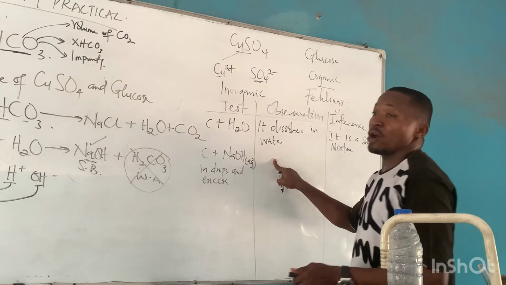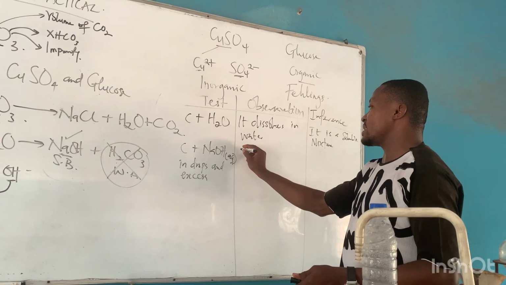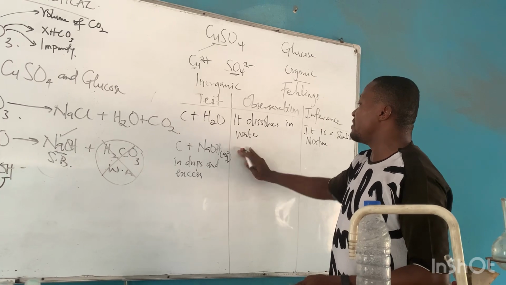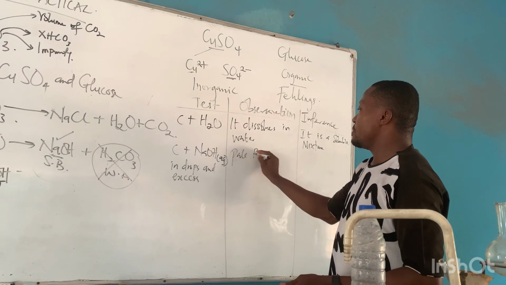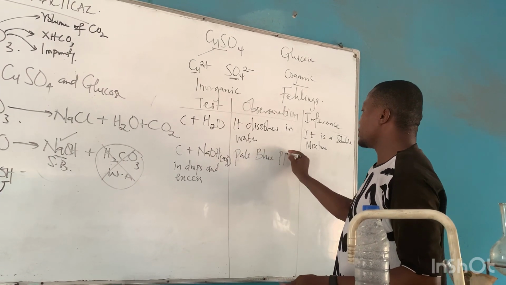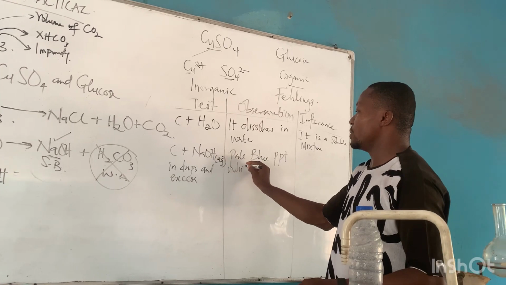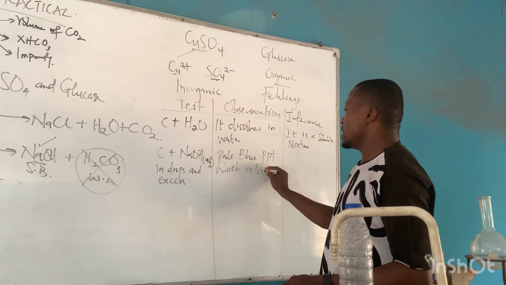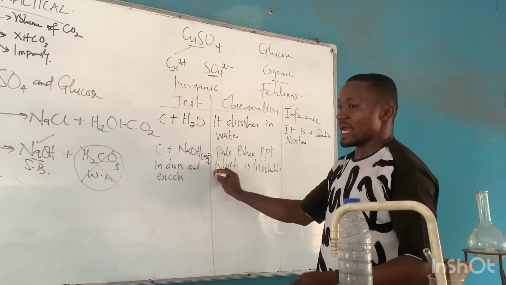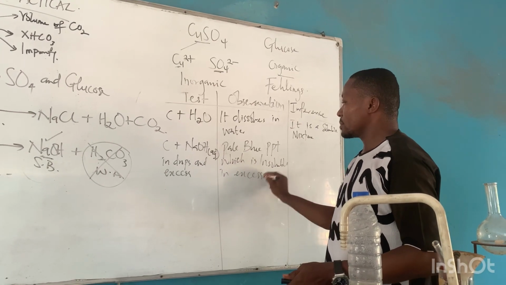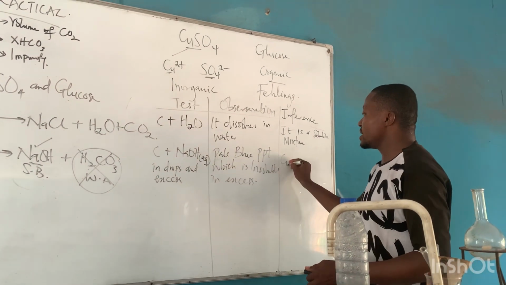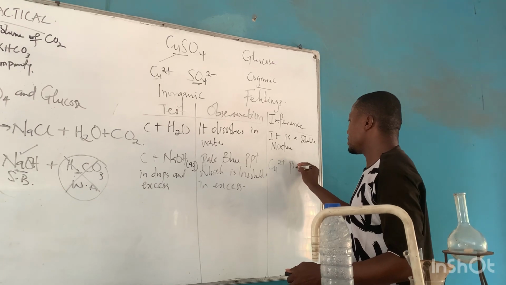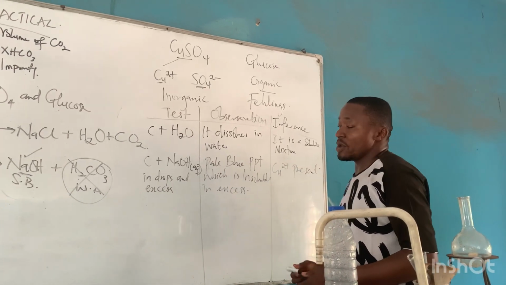You come here to your observation: what did you observe? Notice that it gave a pale blue precipitate, which is insoluble in excess. Then you come here and say Cu2+ is present or suspected. We are not sure yet.